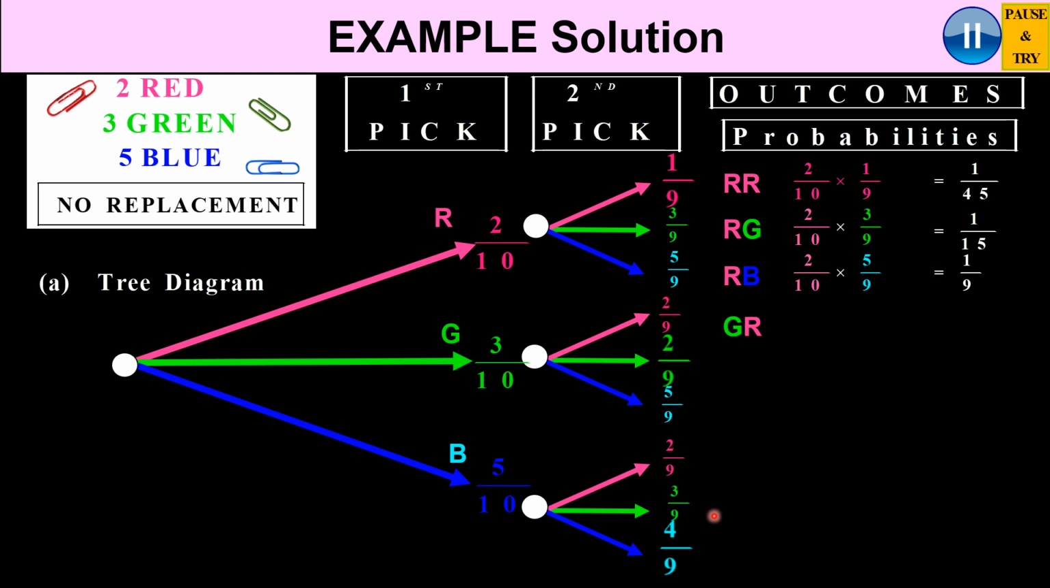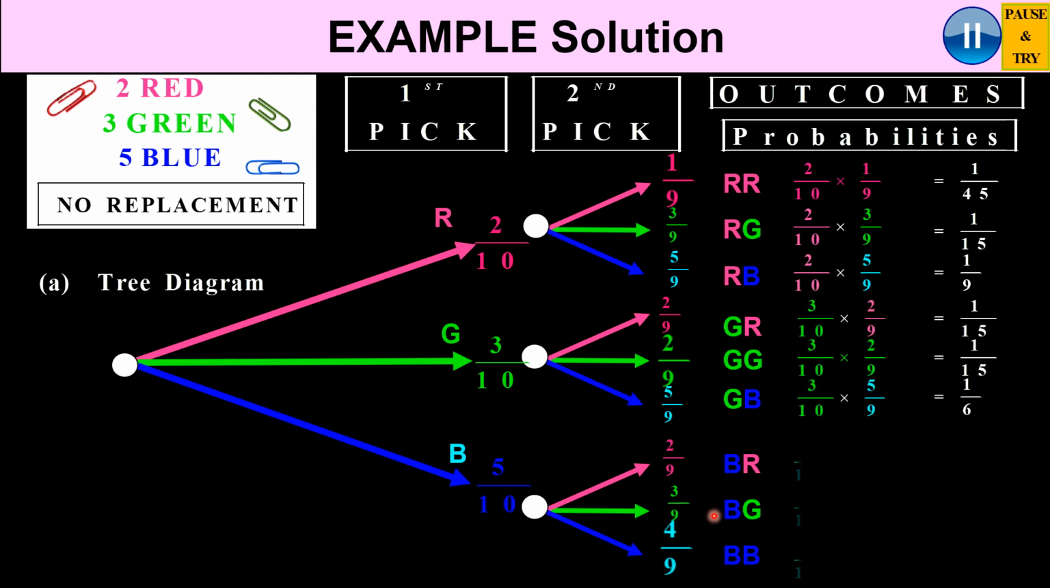Okay, and then if I take green and red, green and green, green and blue, and then blue and red, blue and green, and then blue and blue, and if I calculate the probabilities, that's what I get there. And if you add up all these fractions, you can just double check, you'll get exactly 1. Okay, so there's the tree diagram with no replacement. Note there the sample space size is 10, there the sample space size here is 9.